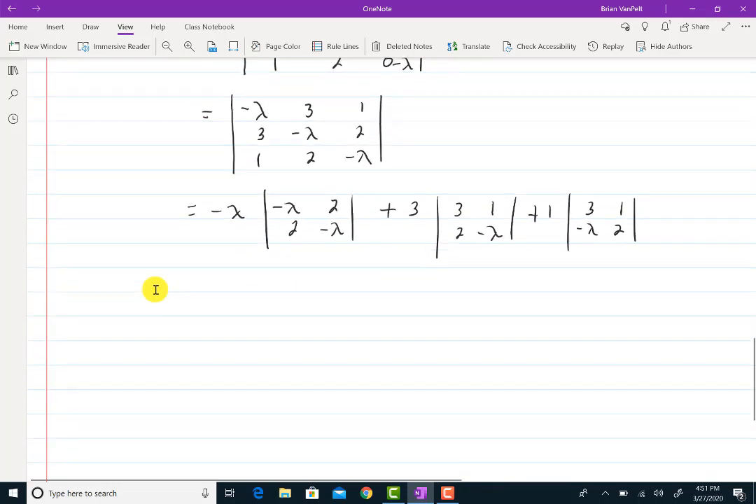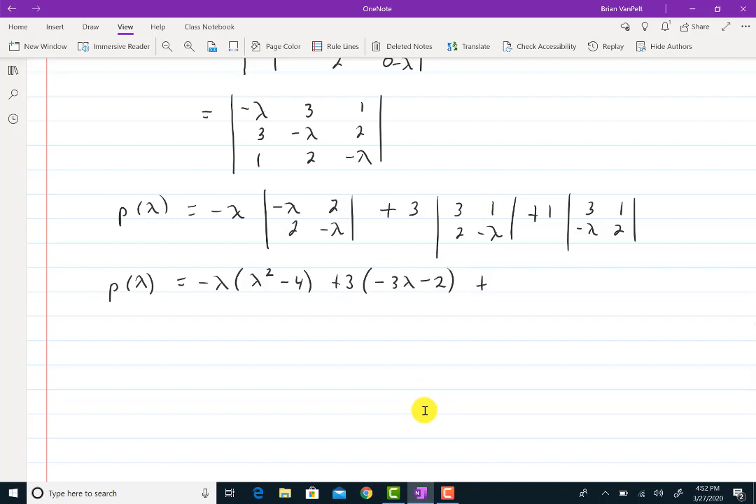So let me go ahead and make all these computations. Remember, this is P of lambda, the characteristic polynomial. For the first piece, I'll get lambda squared minus 4. The second one, I'll get negative 3 lambda minus 2. And for the third one, I'll get 6 plus lambda.